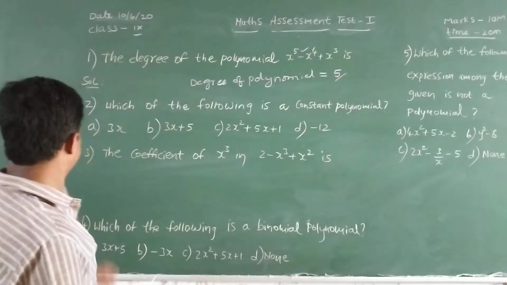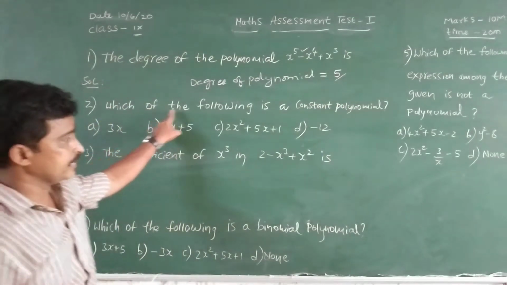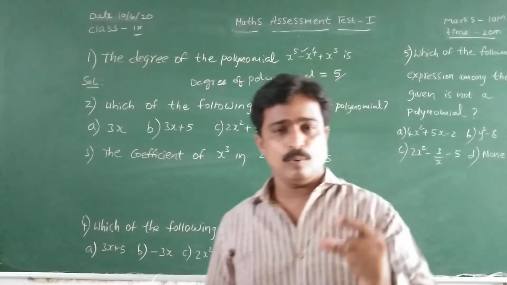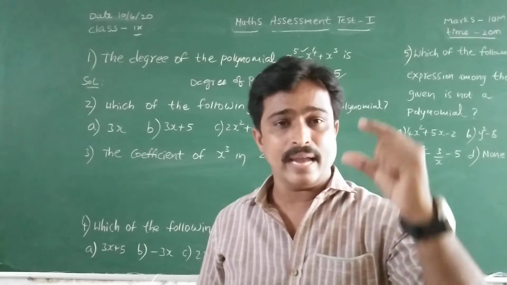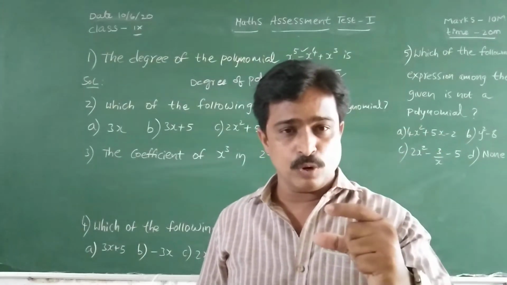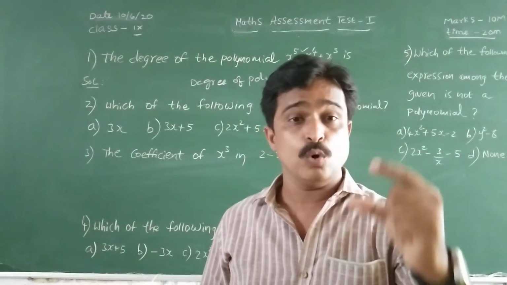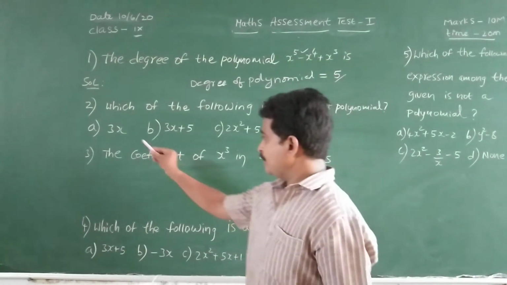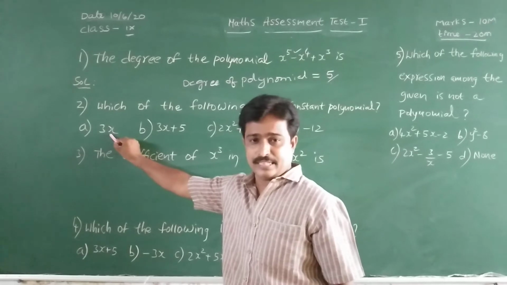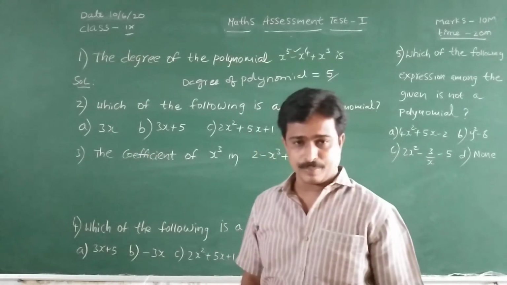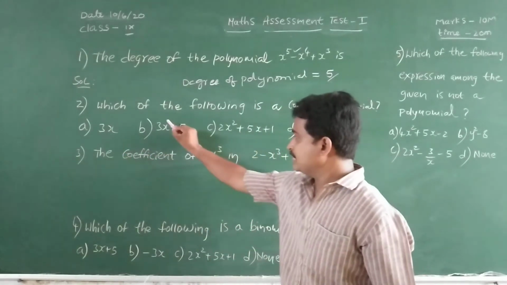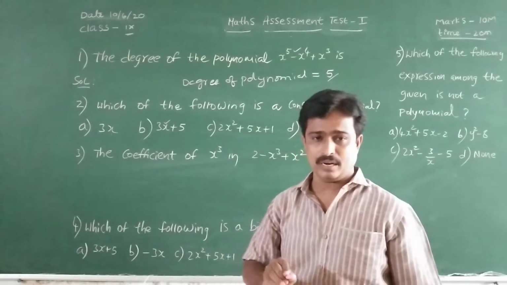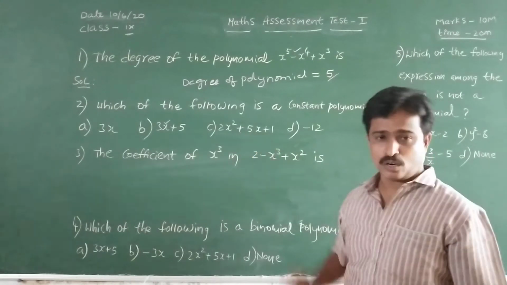Coming to second question, which of the following is a constant polynomial? Constant polynomial means there are no x terms in the given expression. Observe the options. Here there is a 3x, there is an x term, so this is not a constant polynomial. Coming to the second option, there is also an x term, this is also not a constant polynomial, and the third one is also not a constant polynomial.